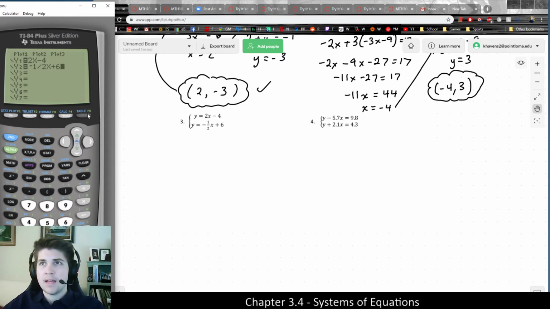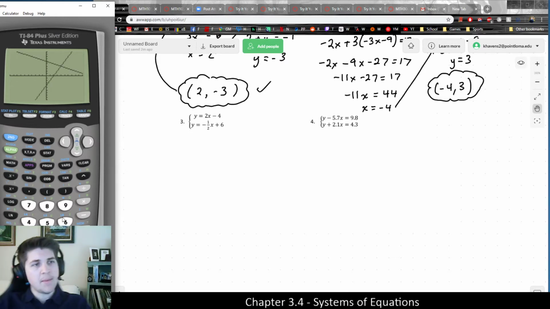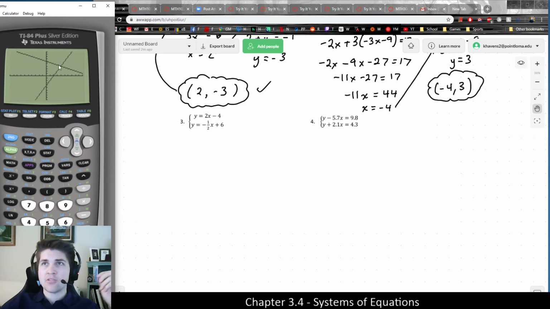If I graph that, my viewing window is a little bit different because of my other class, so I'm going to hit zoom standard to set it back to the normal negative 10 to 10 window. Basically what I get is two different lines that have an overlap, and my answer should be exactly right there. It looks like it's approximately 4, 4. It's kind of hard to tell exactly where they overlap.